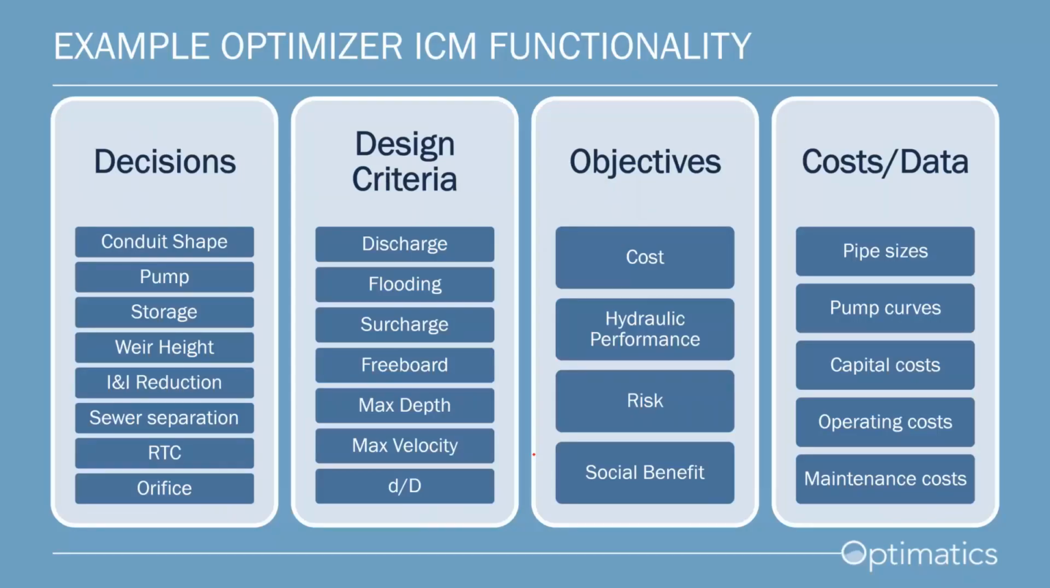So, a slide here. This is by no means a complete list, but I've just listed out some examples of the functionality and the specific components that we work with in Optimizer and ICM. So the decisions are things that we change. These will probably be quite expected. We're changing conduits and pumps and storages. So these are things that we can vary in the ICM model.